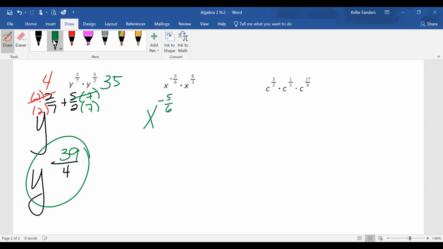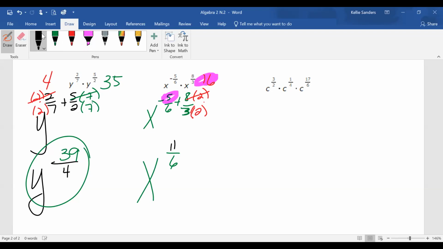Negative 5/6 plus 8/3, because the bases were the same. Okay, and the common denominator between 6 and 3 is 6. So the negative 5 is not going to change. What do you multiply 3 by to get 6? 2. So you multiply the top by 2, and 8 times 2 is 16. So 16 minus 5 is 11, and 11 over 6 does not reduce, so that's your answer.